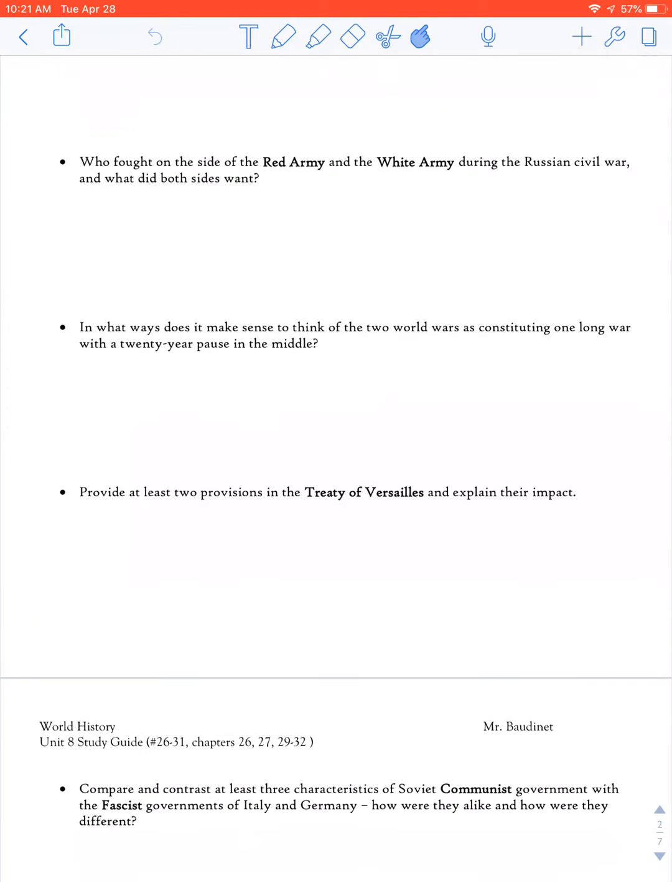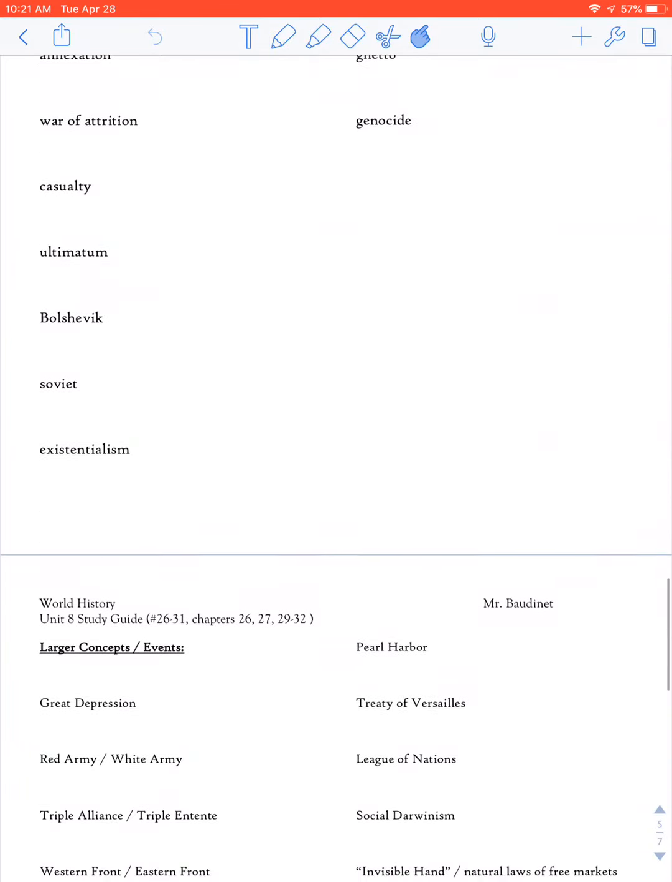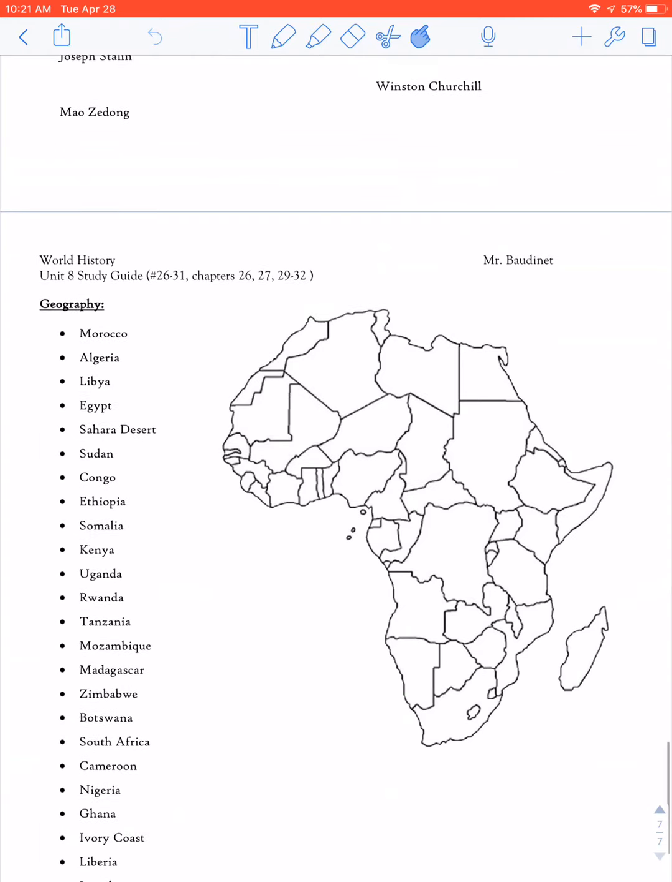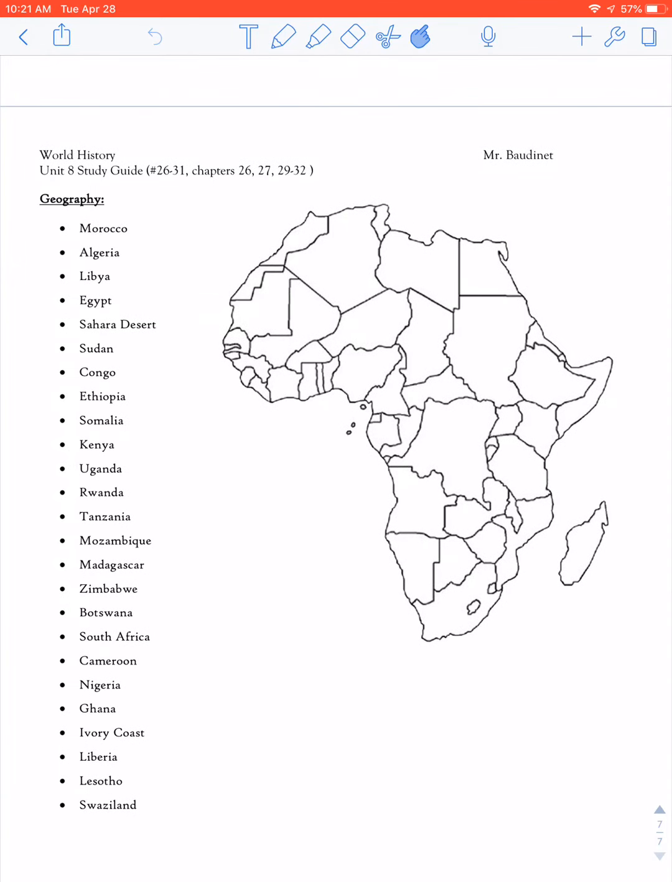The map for Unit 8, well, the first map for the Unit 8 exam, is the continent of Africa. So scroll down here, basically the last page of your study guide. Later on, next week or the week after, I haven't decided yet, we're going to do our maps of Australia and New Zealand as well. So in this unit we have three different maps: Africa, Australia, and New Zealand. But today we have to do Africa.